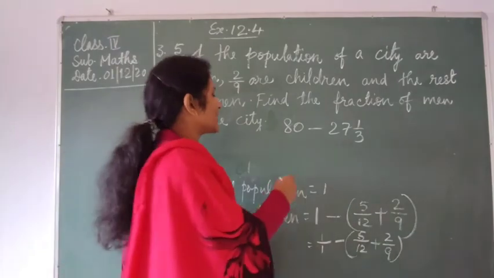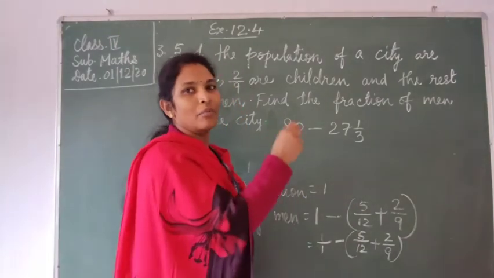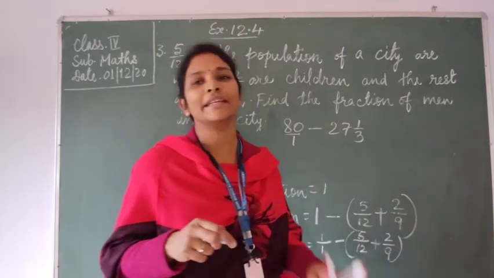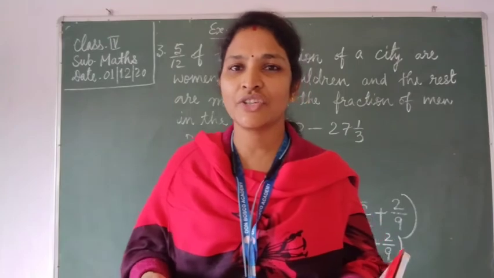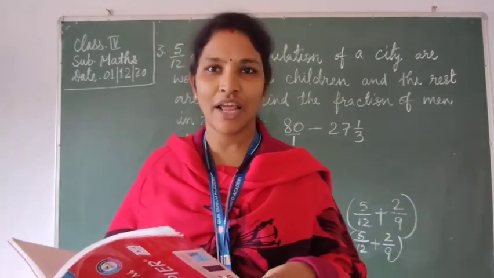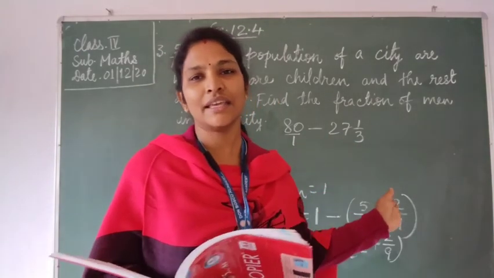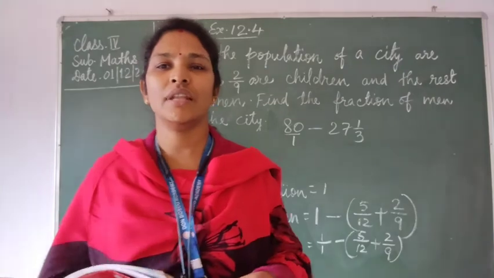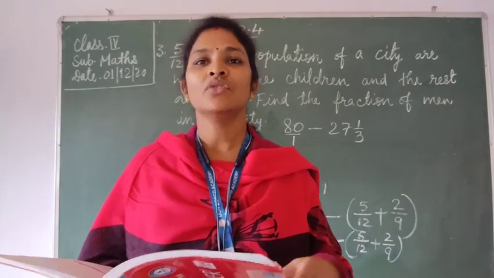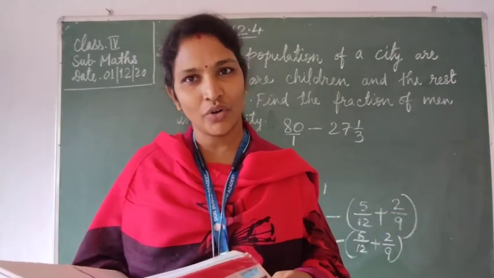80, for doing the subtraction, how will we write 80? 80 by 1 minus 27 1/3. We will make it into an improper fraction. Then we will continue the process of subtraction. As the denominators are not the same, we have to find the LCM and change. Necessary changes we have to make accordingly. Okay, this is the way you have to do question number 4. Hope all of you understood.